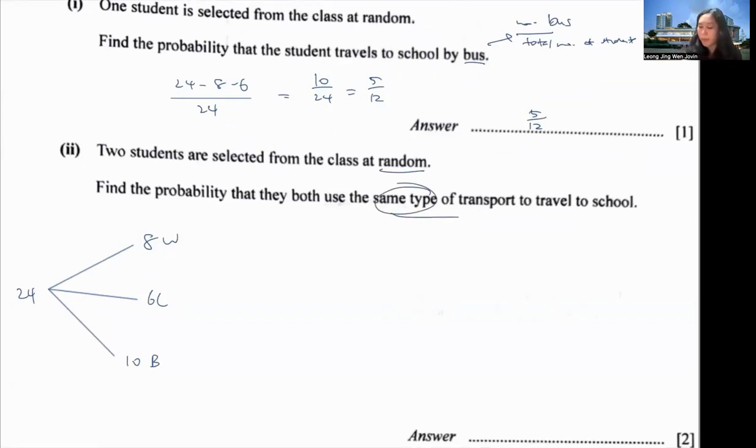So let's say I pick the first guy, he walks to school. If I pick the second guy, he will also need to walk to school. Make sense? If he walks to school, now it must be 7 walk, because I'm taking one out. So now my new total would be 7. In order to get this, it would be 7 over 23. Maybe I'll replace this. This is 8 over 24. This is 7 over 23 walk.